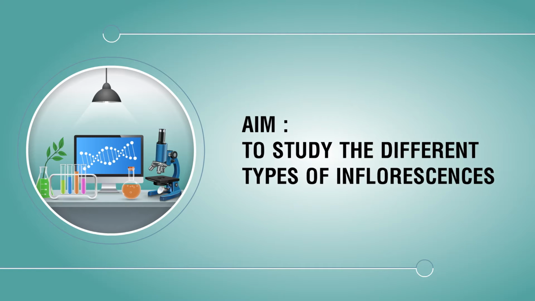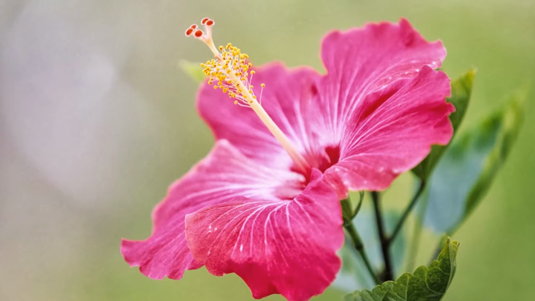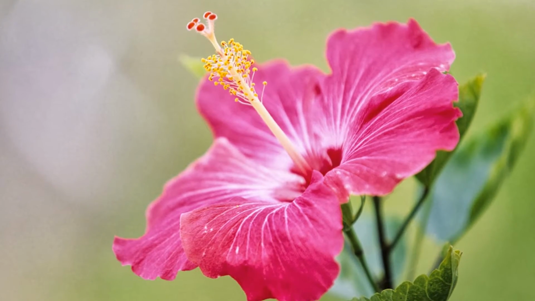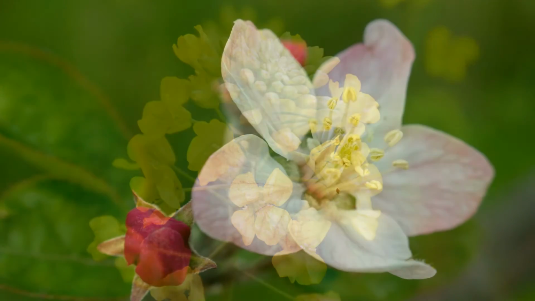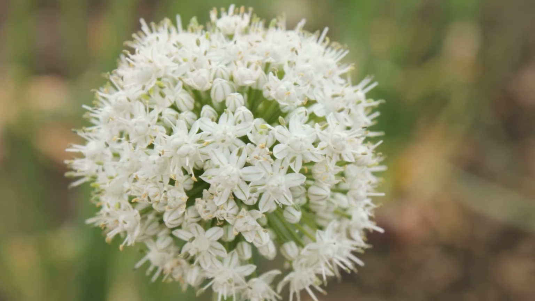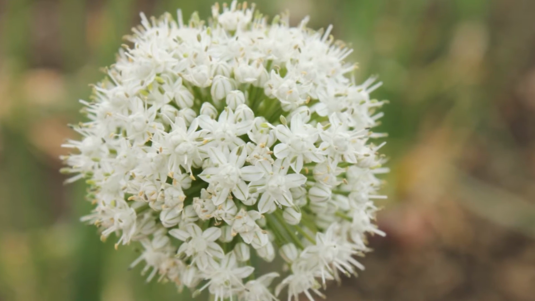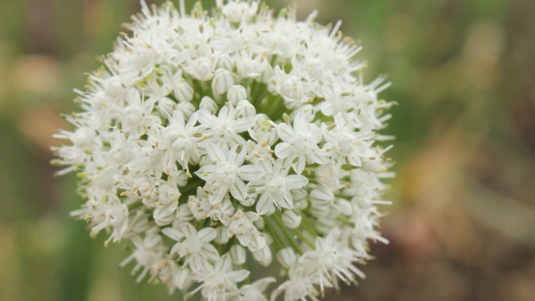To study the different types of inflorescences. Flowers in angiosperms can be found either singly or in bunches. Single flowers are referred to as solitary flowers, and flowers that are produced in bunches on a single stalk or peduncle are referred to as inflorescences.